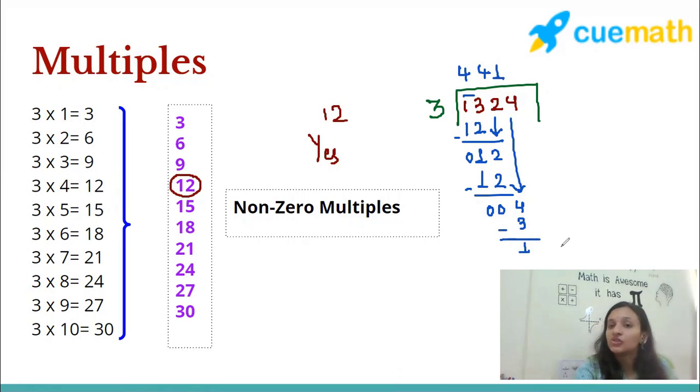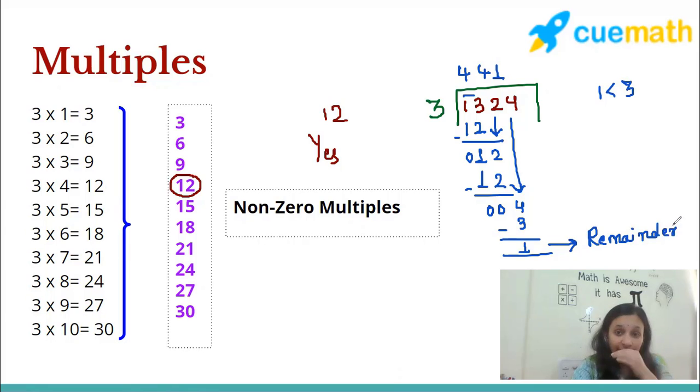Can we do the division further? We cannot, because now 1, which is the dividend, is less than the divisor, which is 3. So we cannot take our division ahead. Here our division ends. So we have gotten a remainder which is not 0. In any case where on division you do not get the remainder as 0, that means the given number is not a multiple of the number for which you were trying to identify.